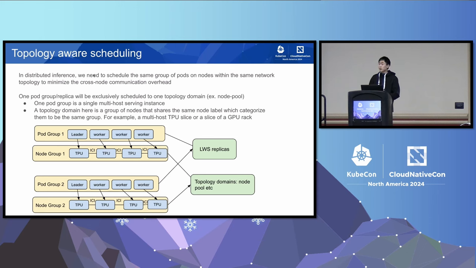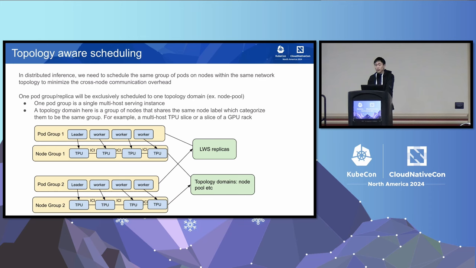Next one is topology aware scheduling. In distributed inference, we need to schedule the same group of pods on nodes within the same network topology to minimize the cross-node communication overhead. So one pod group will be exclusively scheduled to one topology domain, for example, a node group or a node pool. One pod group is a single multi-host serving instance.